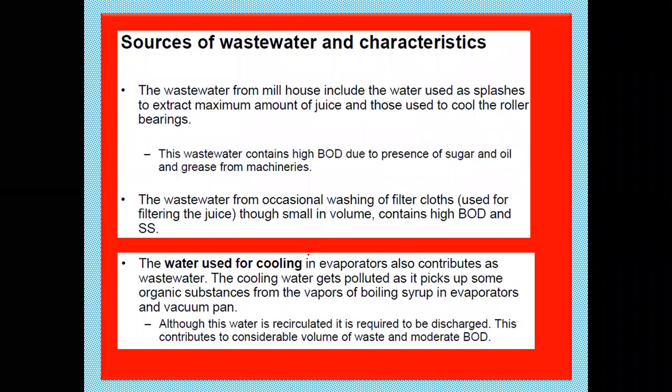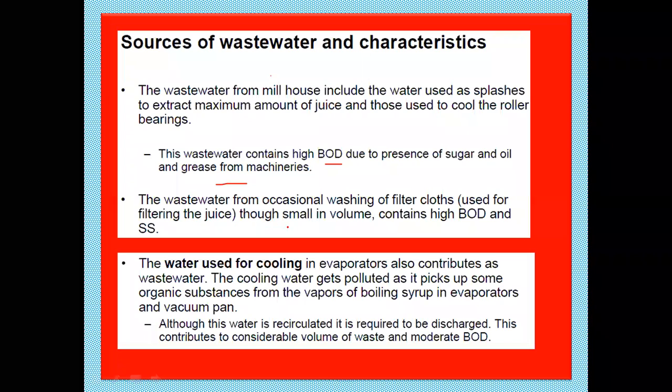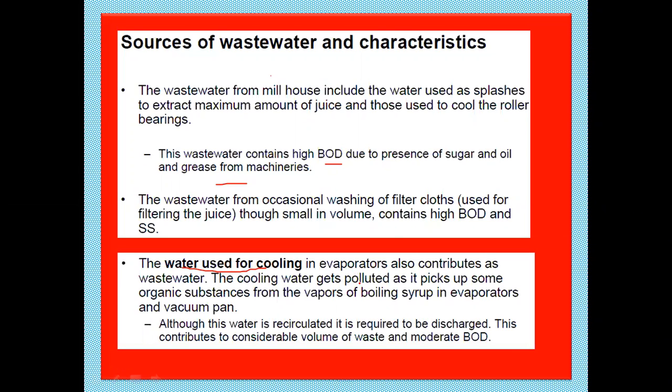అర్థమైంది అనుకుంటా కదా. Then what are the sources of wastewater and characteristics? Sources of wastewater ఏంటి? The wastewater from the mill house includes the water used as splashes to extract the maximum amount of juice and that used to cool the roller bearings. This wastewater contains high BOD due to the presence of sugar and oil and grease from the machineries. The wastewater from occasional washing of filter cloths used for filtering the juice, though small in volume, contains high BOD and SS. The water used for cooling in evaporators also contributes as wastewater. The cooling water gets polluted as it picks up some organic substances from the vapors of boiling syrup in evaporators and vacuum fan.